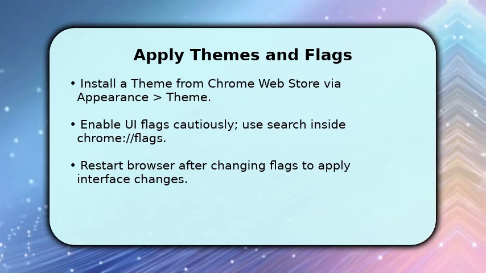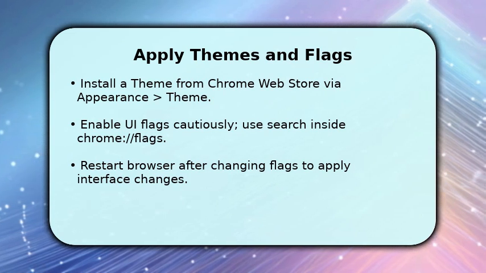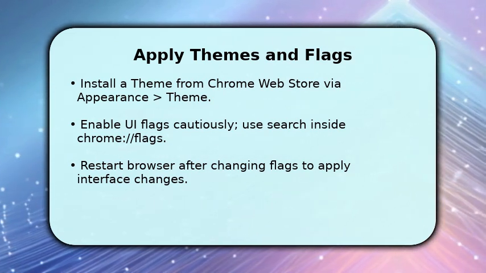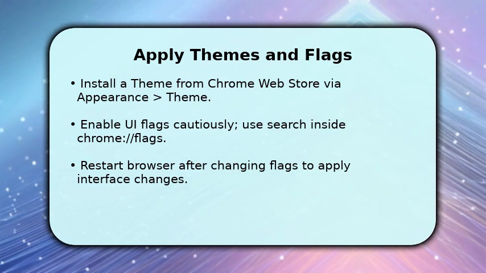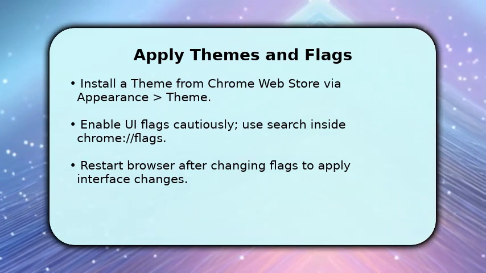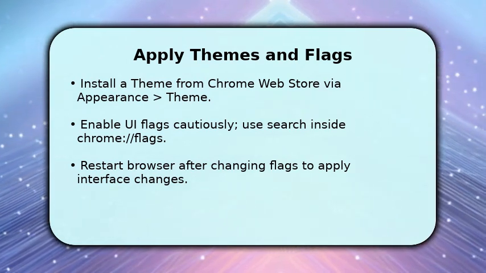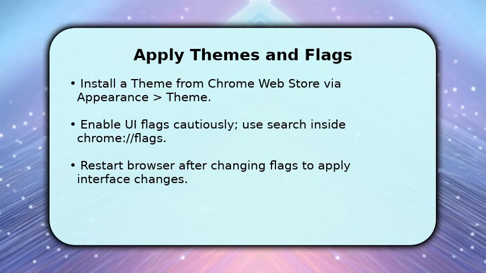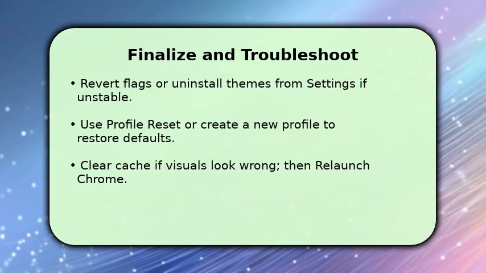Next, search chrome://flags for interface-related flags, type keywords like UI or toolbar, and toggle only one or two at a time. Make sure to read the short description under each flag. They explain the why. After enabling a flag, you must relaunch Chrome so the experimental interface modifications take effect and you can evaluate them. To finish, confirm the look across tabs, menus, and incognito windows.